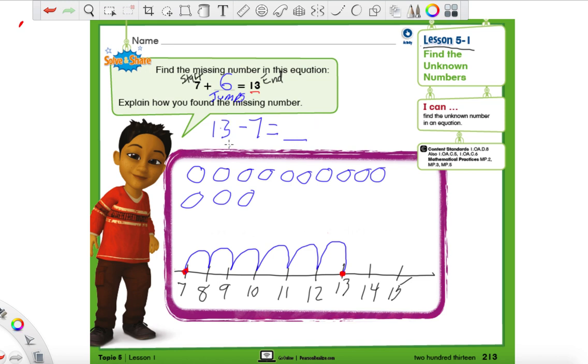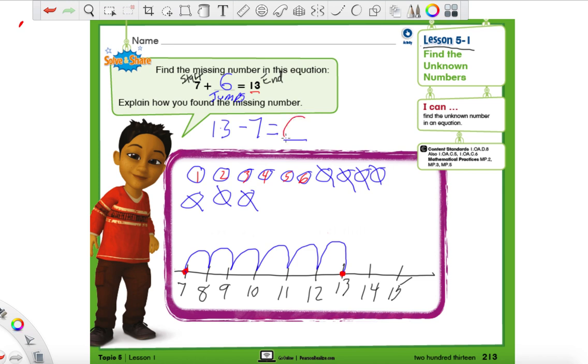So now this looks a little bit more friendly, I guess, right? 13 minus 7, and all I'm going to do is cross out 7. 1, 2, 3, 4, 5, 6, and 7. Remember, whenever we're crossing out shapes, we always work backwards. And now all I have to do next is count how many are left. Well, I have 1, 2, 3, 4, 5, and 6. I have 6 circles left.